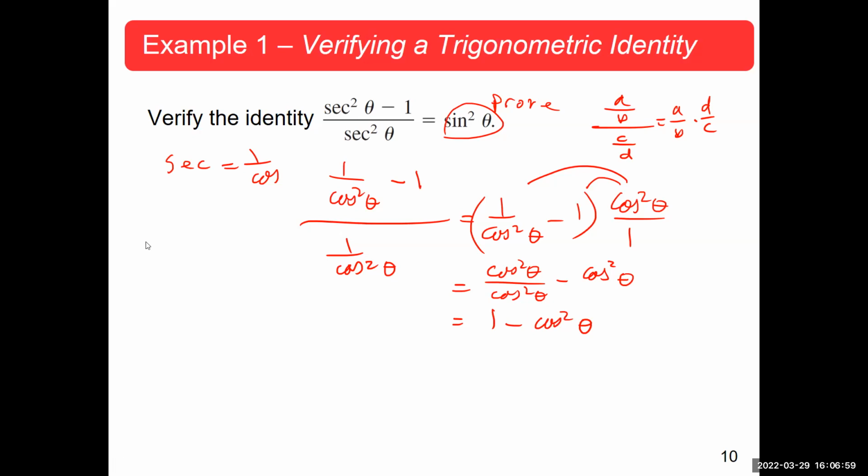Do you remember the identity? Sine square plus cosine square equal what? Equal 1, right? So 1 minus cosine square, what is equal to? Equal sine square. So this one equals sine square theta, check mark.